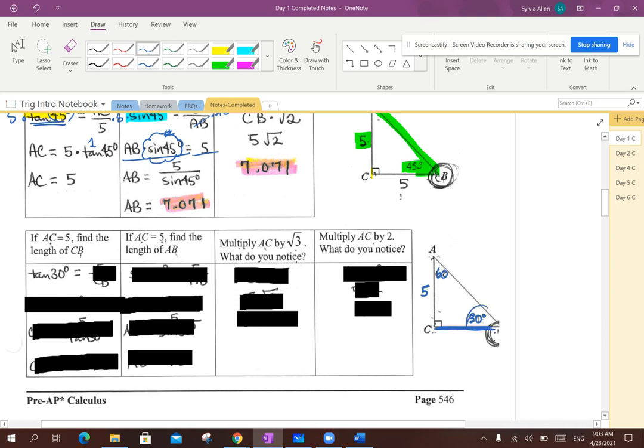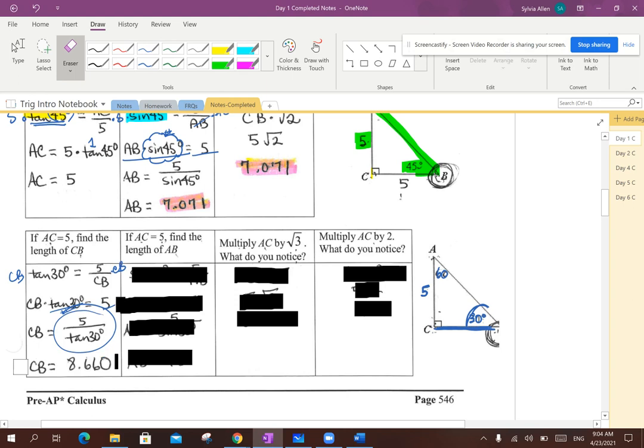So 30 was given. So we're going to start off with tangent, which is opposite over adjacent. We're going to multiply both sides by CB. All right, we're going to multiply both sides by CB. We're going to divide by tangent of 30. Remember, that's a number, right? So we're going to divide that. And then in your calculator, that's your approximation.